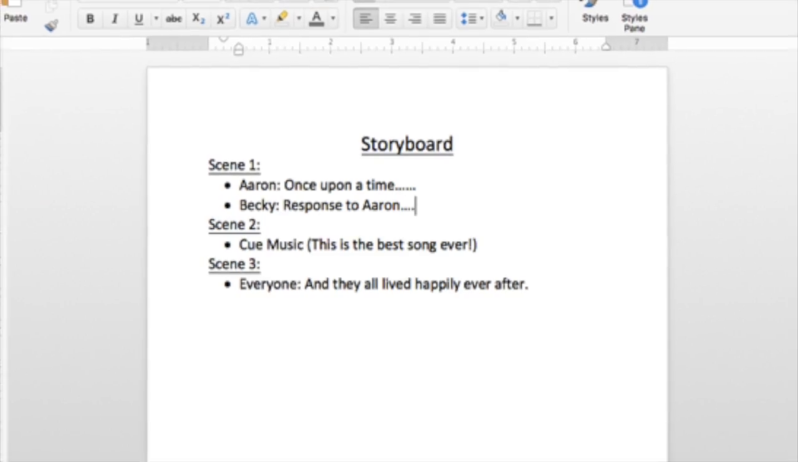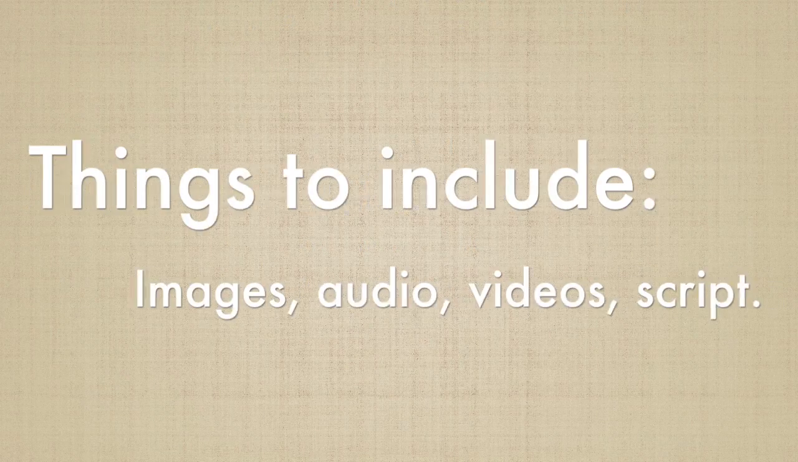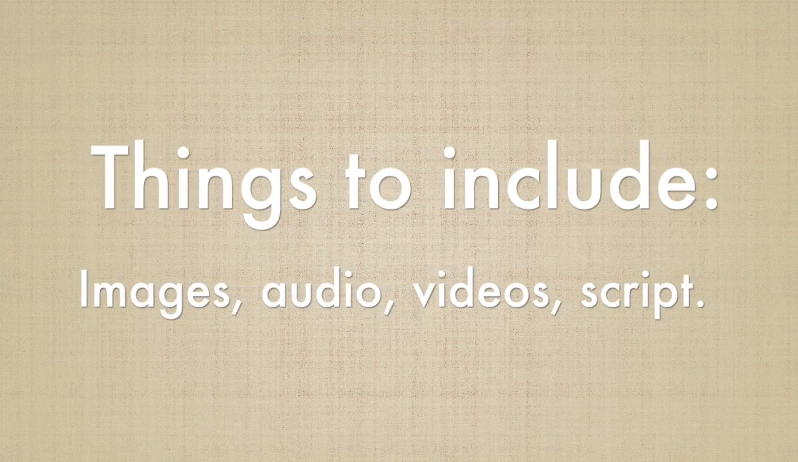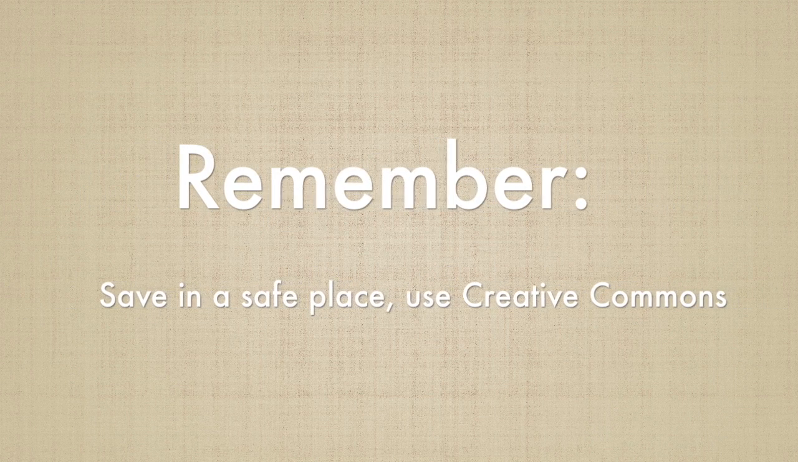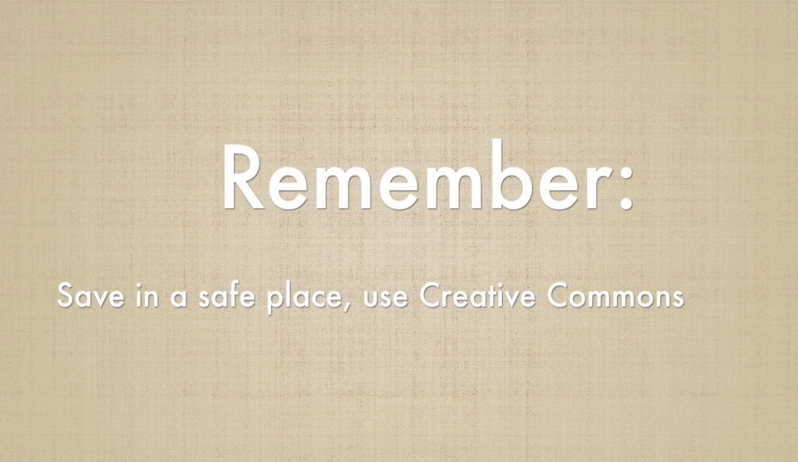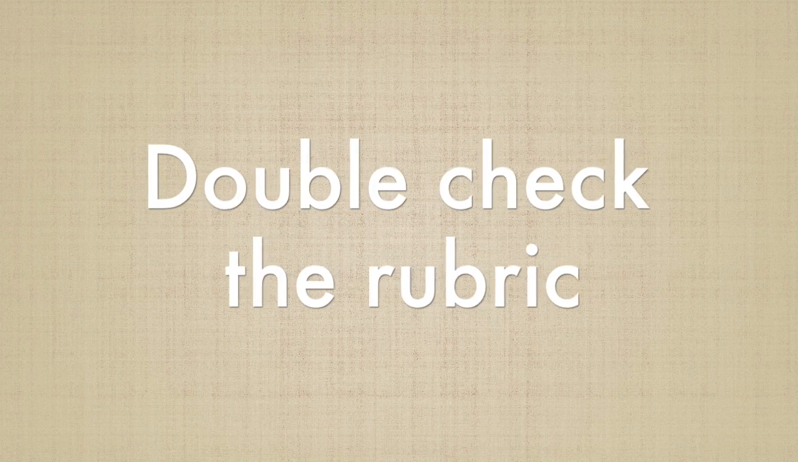When you create your storyboard, you'll decide what your script will be, as well as what materials you will use. Some things to include are images, audio, videos, the script. Some things to remember: to save it in a safe place, use Creative Commons. And be sure to double check the rubric for anything else you need.